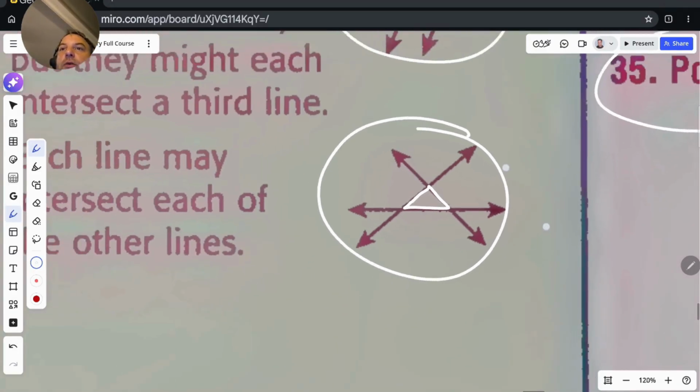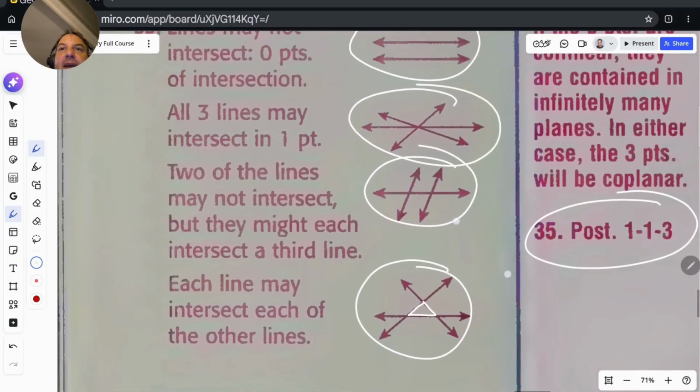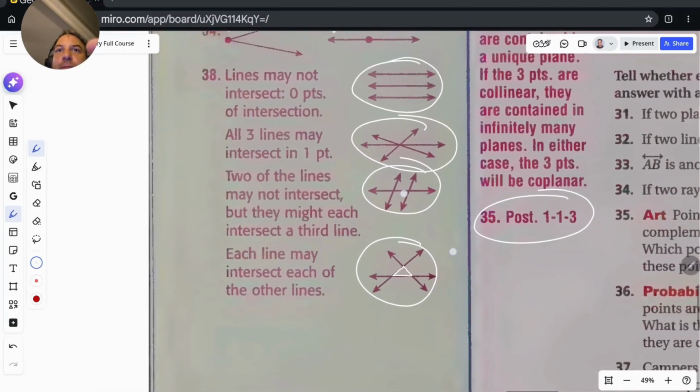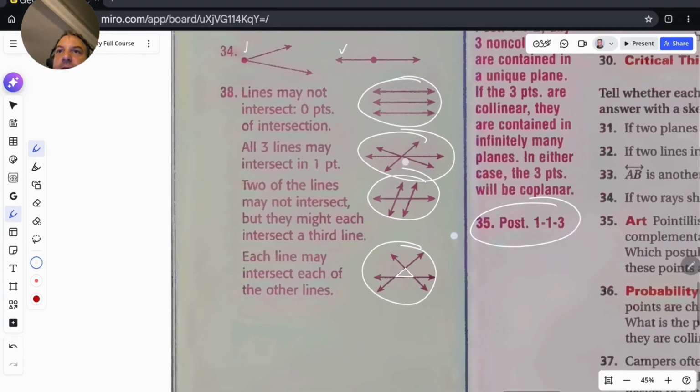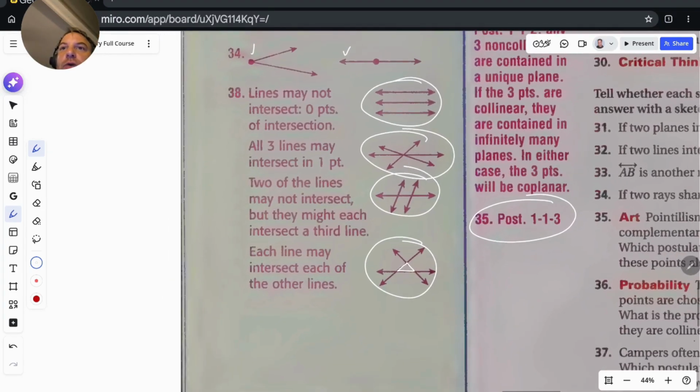All right, so 3 coplanar lines can intersect in 0, 1, 2, or 3 points depending on their arrangement. All parallel are 0, all through one common point would be 1, 2 parallel with 1 transversal would be 2, and each pair crosses separately and makes 3.